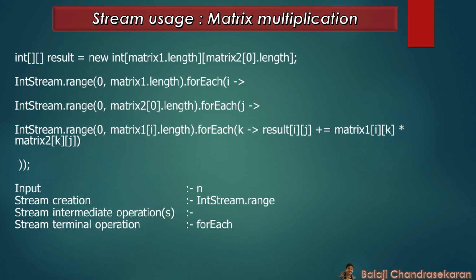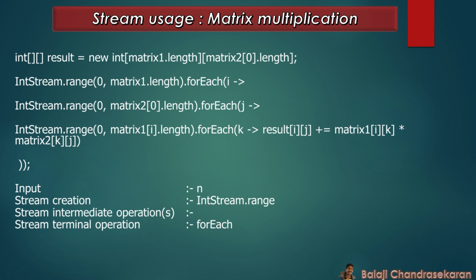Here is an example of doing the matrix multiplication using Java streams. In this example, we have two matrices, matrix1 and matrix2, which are represented as two-dimensional arrays. Here, we are using the range method of the IntStream class to create a new stream.